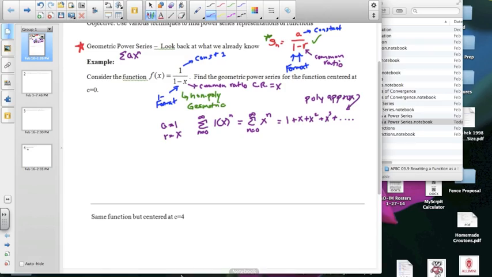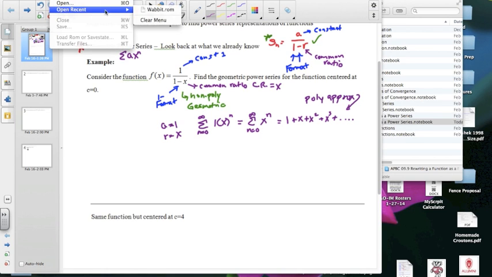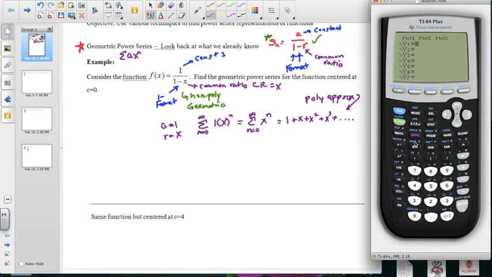So if we would go ahead and graph that on our graphing calculator, we'll graph the non-polynomial here, 1 divided by the quantity 1 minus x, and we'll graph that in a heavier line. And then we'll go ahead and graph a polynomial approximation here, 1 plus x plus x squared plus x cubed plus x to the fourth plus x to the fifth. Let's just see how that looks.